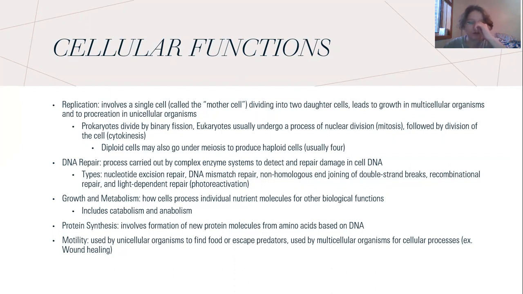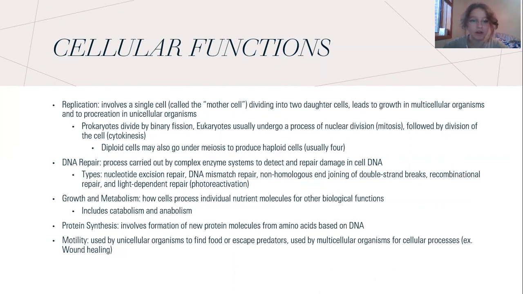Prokaryotes usually divide by binary fission, whereas eukaryotes usually undergo a more complex process, which is known as nuclear division or mitosis. And this is followed by the division of the cell, which is called cytokinesis. And diploid cells may also undergo meiosis to produce haploid cells, usually 4 of them. If you're wondering what these cells are, these are the sex cells in the human body.